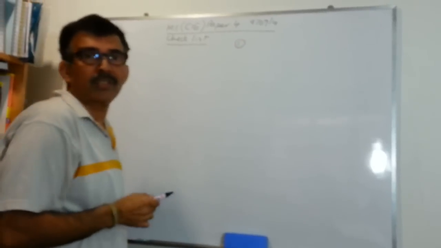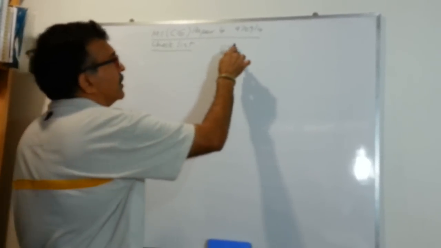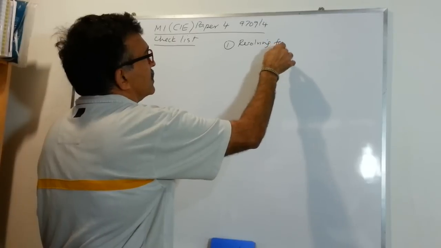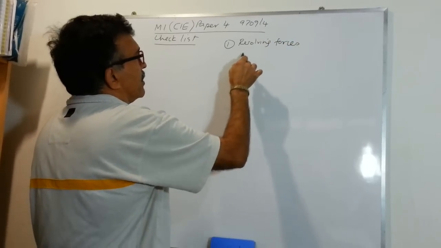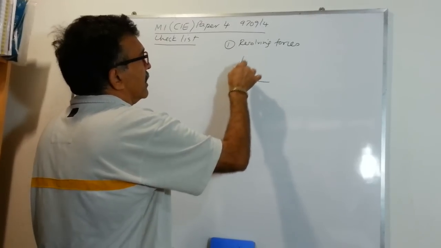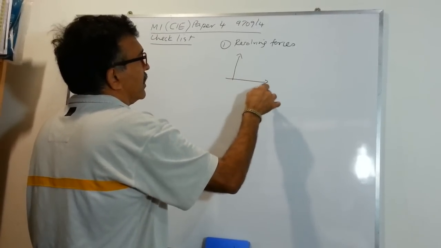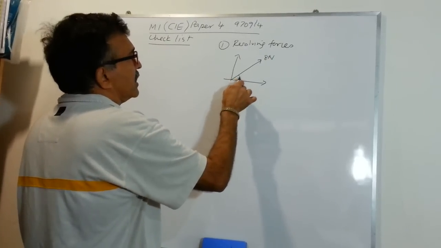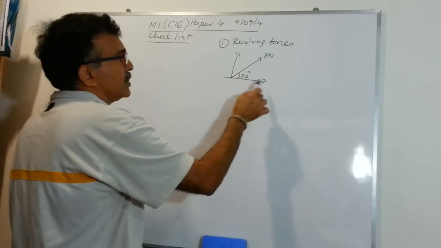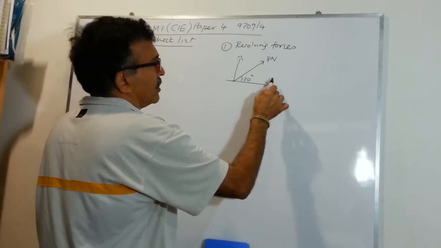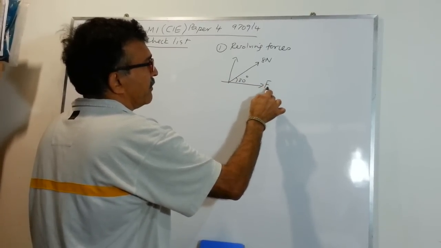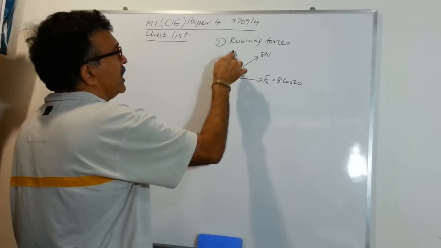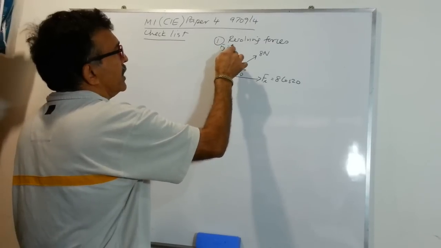First, please don't make mistakes resolving forces. We're going to talk about resolving forces. So just remember that if you are given a force, let's say 8 Newton, and let's say this is 20 degrees, so just remember that your component in the x direction, let's call it Fx, will be 8 cos 20, and the component in the y direction will be 8 sin 20.